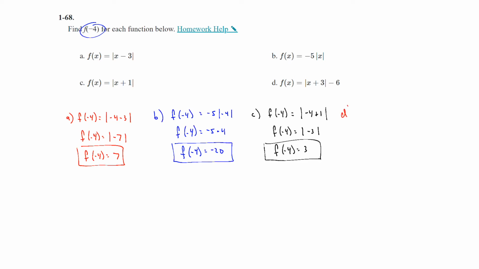And then the last one, D, we have f of negative 4 again is equal to the absolute value of the quantity negative 4 plus 3. And then we got a minus 6 on the end. So we still need to simplify inside the absolute value before we take the absolute value. So now we have the absolute value of negative 1 is 1. And then 1 minus 6 is equal to negative 5. So when the input is negative 4, the output is negative 5.